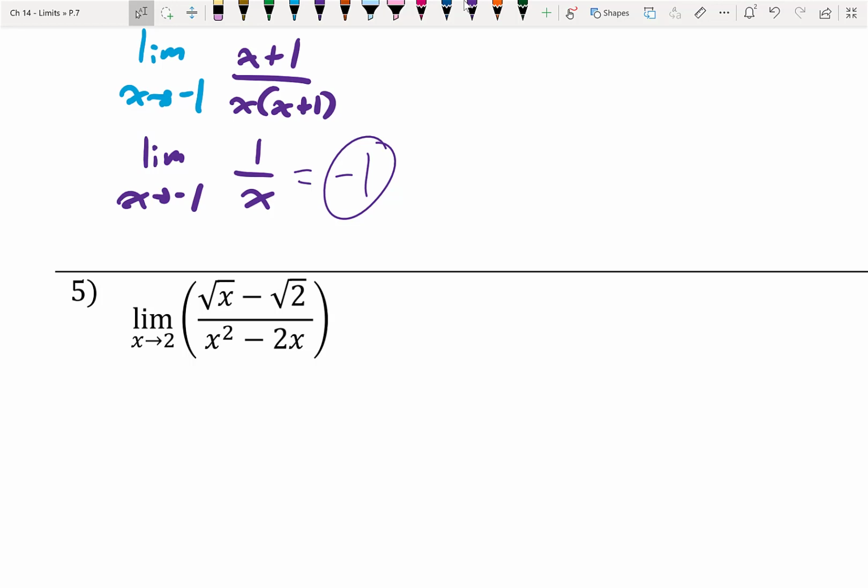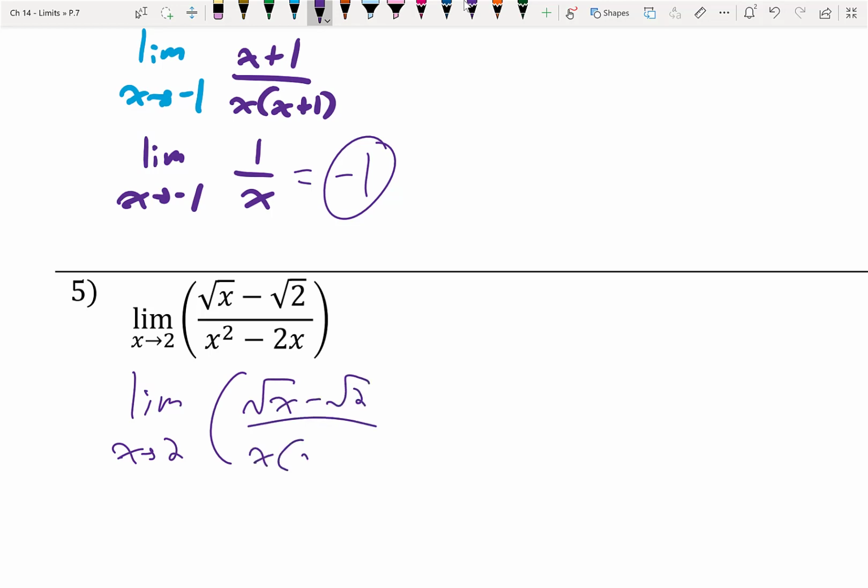Lastly, maybe I'll start by putting this into a factored form. Root x minus root 2 over x times x minus 2, so you can see what it is you need to try to cancel. But I want you to give me a thought on what you can do here to try to get the x minus 2 out. Anything that's in your brains, anything you're triggered to think about.